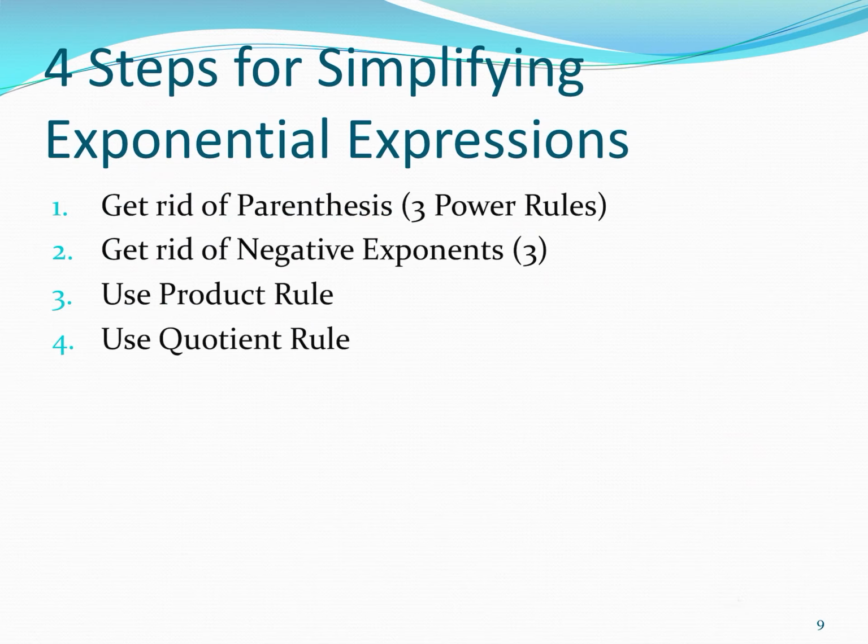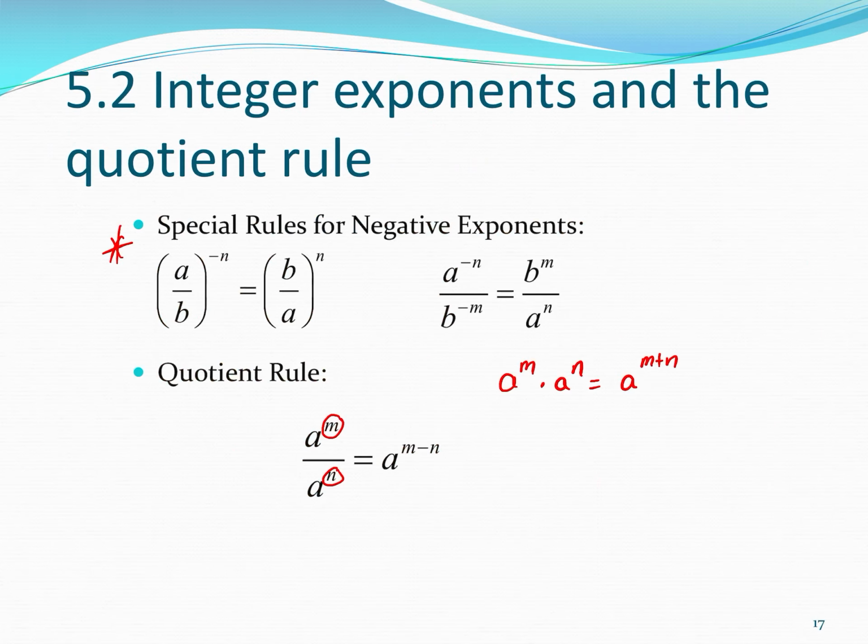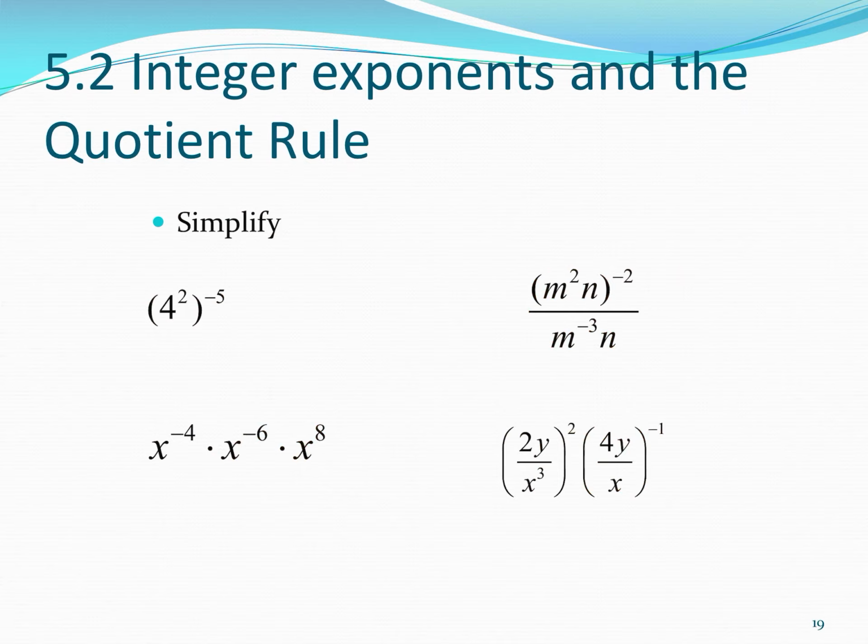For example, let me just back up and show you. There they are. All right, so there's our 4 steps. First thing is that we're going to get rid of the parentheses using those power rules. The next thing is we're going to get rid of the negative exponents. There's 3 of those. We've talked about those today. Then the product rule, which is a rule by itself, and the quotient rule. And you'll notice the 0 exponent rule is not listed because it is kind of separate and it's on its own. Okay? So, as we look at simplifying these, we're going to approach these using those 4 steps.